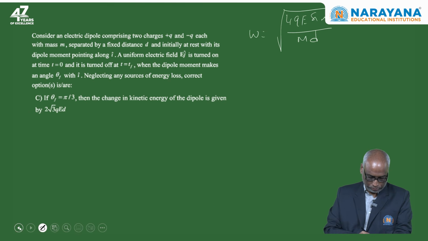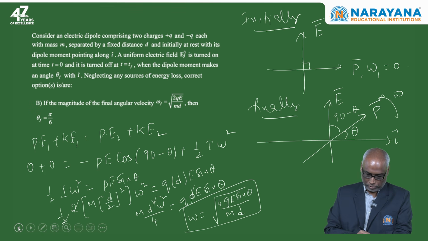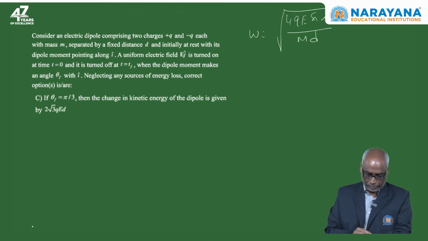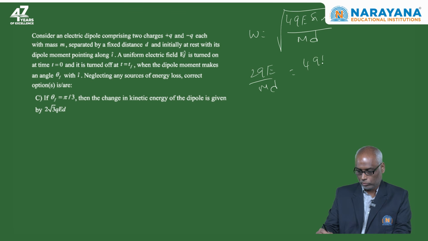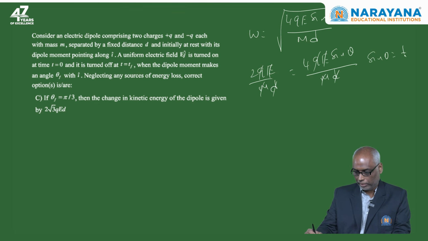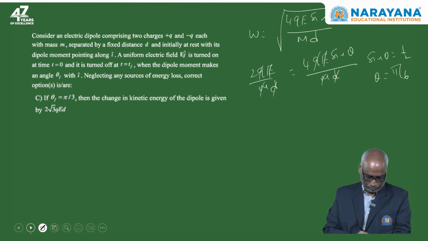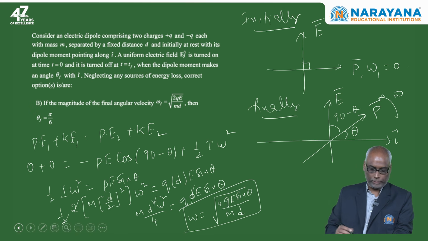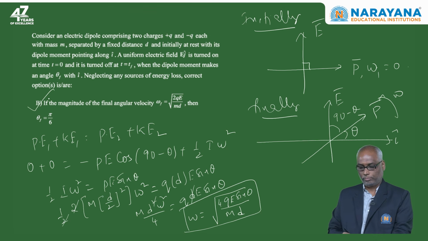According to the question, in the option, they have given the value of omega equals under root of 2QE divided by md. So, 2QE divided by md becomes equal to 4QE sin theta divided by md. Cancelling all the common terms, we get sin theta equals 1 by 2, so theta becomes equal to pi by 6. So, option B will be correct.